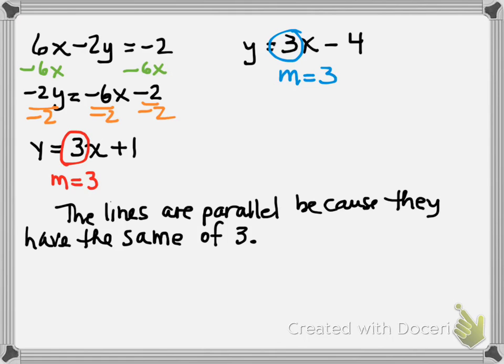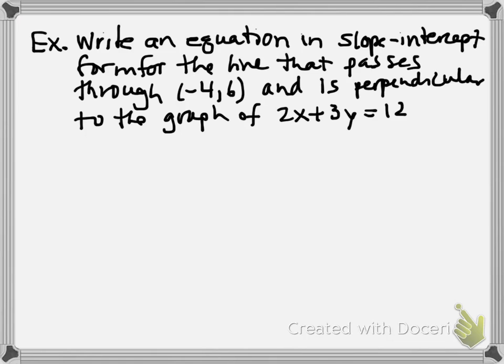All right, ready for the next idea of what you get to do? Remember, what we did mainly with parallel lines is come up with equations, knowing that my line was parallel to a given equation. So now we're going to do it with perpendicular. So write an equation in slope-intercept form for the line that passes through the point negative 4, 6, and is perpendicular to the graph of 2x plus 3y equals 12.